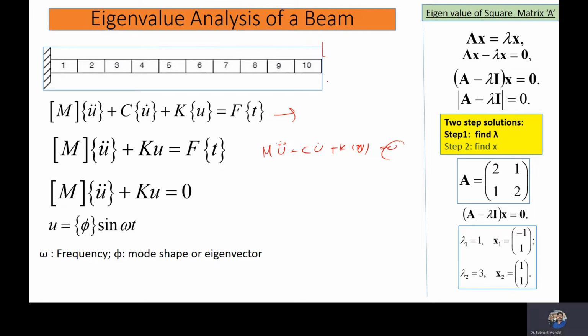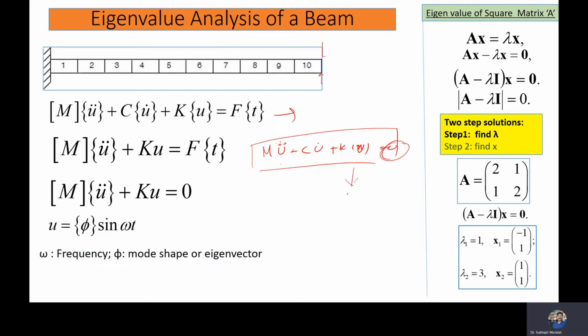So basically we disturb structures. We can pull it a little bit and leave it, or we disturb it and leave it so the structure can vibrate on its own. That phenomenon we can write in this form: m u double dot plus c u dot plus k u equals 0, with zero force.